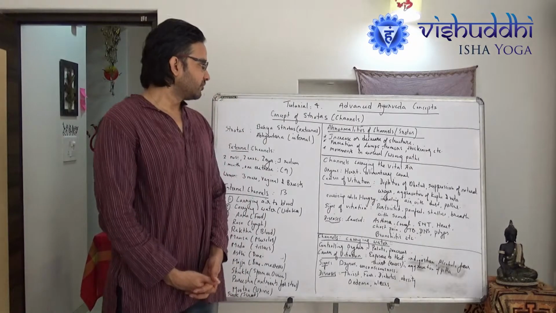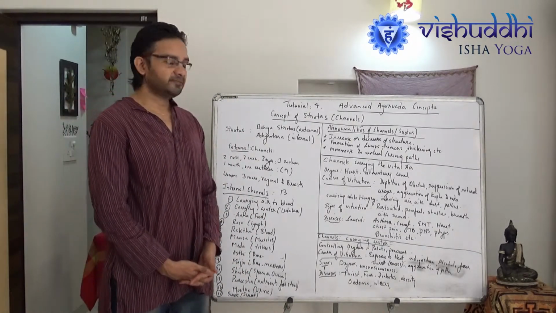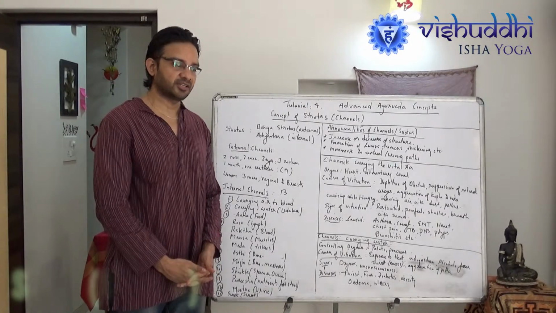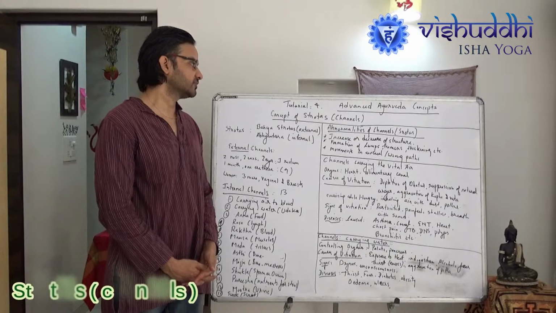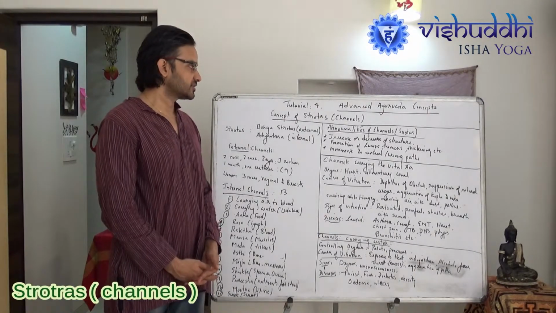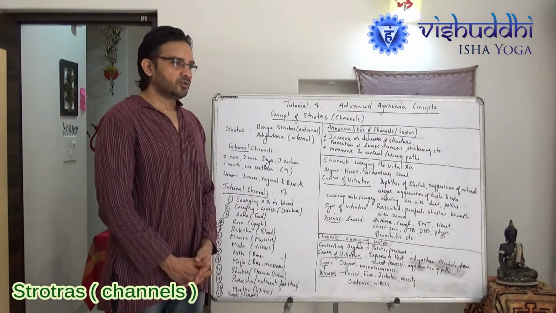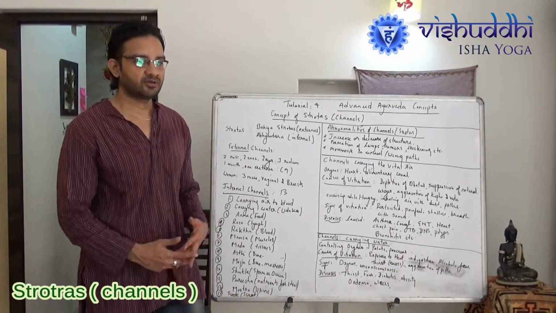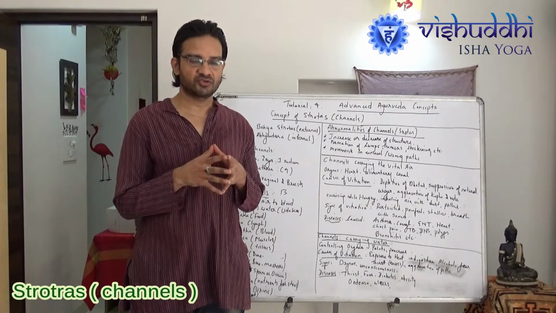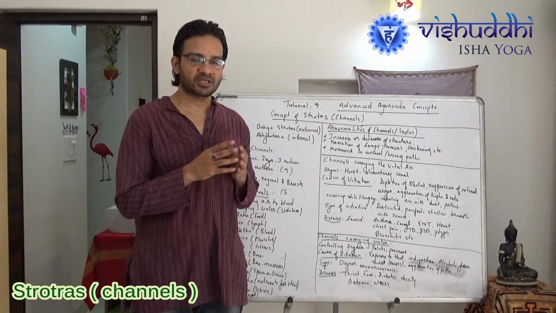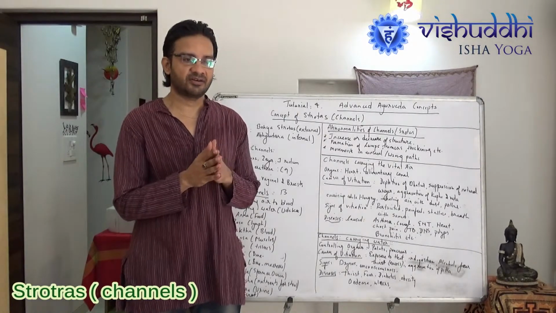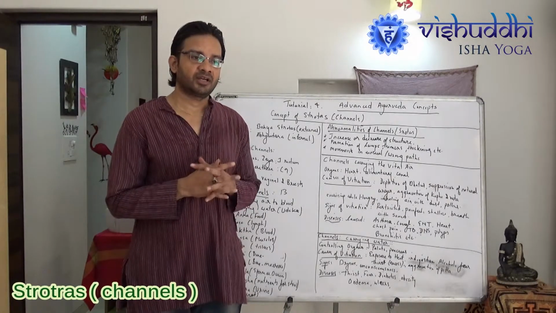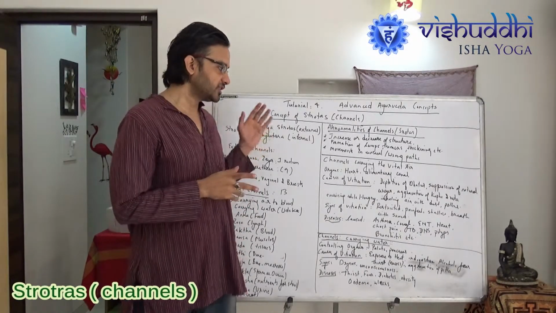So let me walk you through today's topic, and it's very interesting. In the previous session we talked about the Mal and the Agni. So we are going to talk about the concept of Strotras today. Strotras means channels. In my previous tutorials I mentioned that during the process of metabolism, when the different tissue elements are produced, the nourishing juice has to be carried to the tissues and the tissue elements through the channels. And we are going to see each and every channel today.